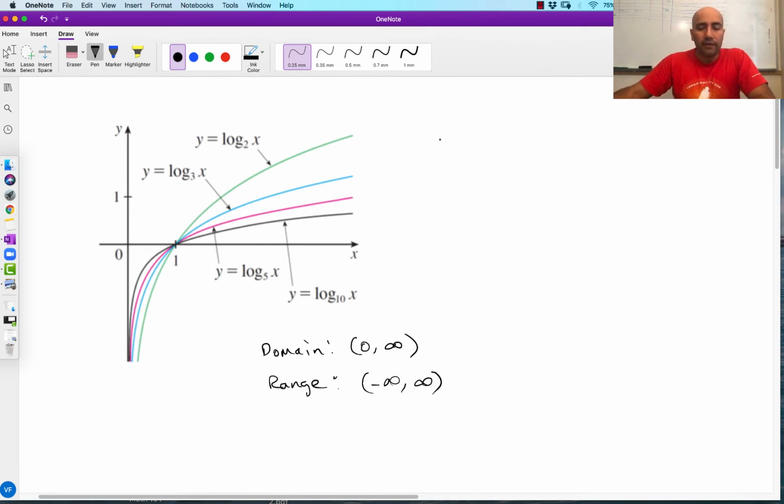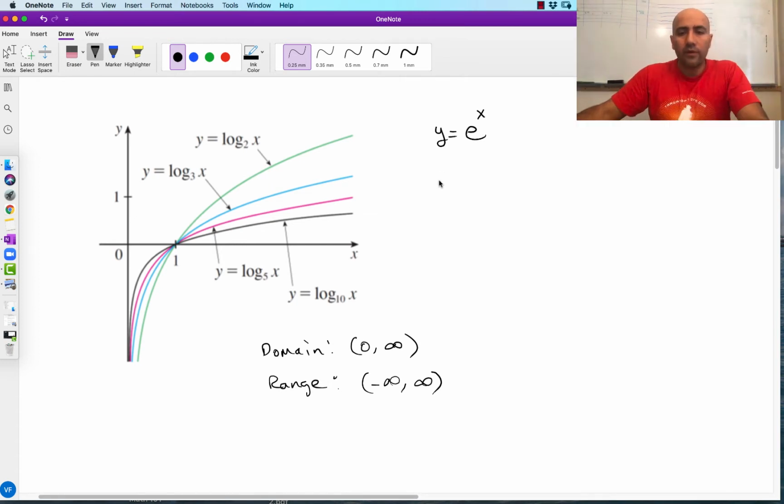Remember that if we have a function y equals e to the x power, then we can apply an ln to both sides. The left-hand side becomes the argument of the ln function, and the right-hand side as well. And of course, the right-hand side just reduces down to x. So we get ln of y equals x. That becomes our new function.